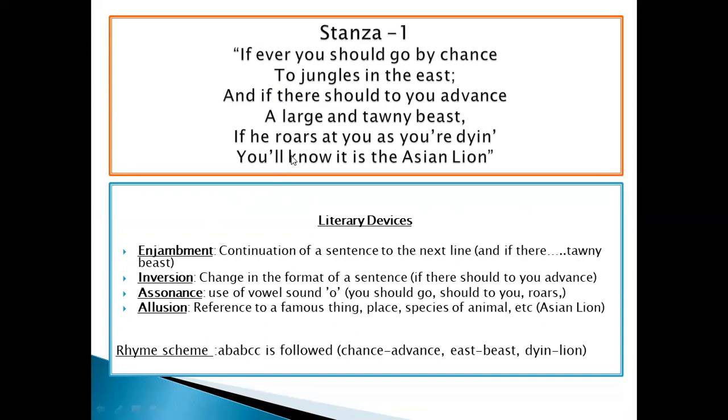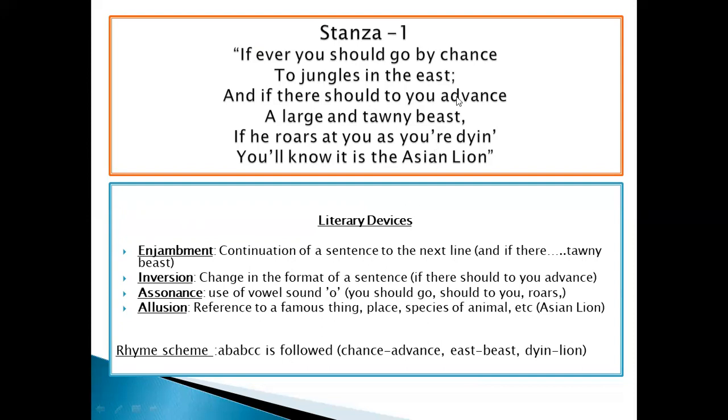And here in this line, you should go, should to you roars. So here, in this roars, you, these are all examples of assonance. And here the poetess has referred to a famous thing, it's not a common lion, it is an Asian lion. So a reference to a famous thing, place or species of animal, etc., Asian lion. Such a literary device, where a title is given to a common thing, like a lion is called an Asian lion, is an allusion.